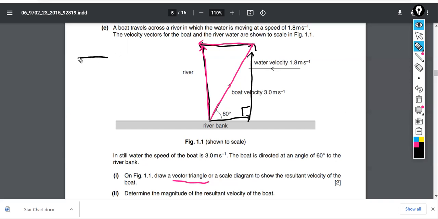Imagine that one team pulls the tug of war with 10 newtons of force this way. The other team pulls the rope with 5 newtons of force that way. What's the sum of those two vectors?